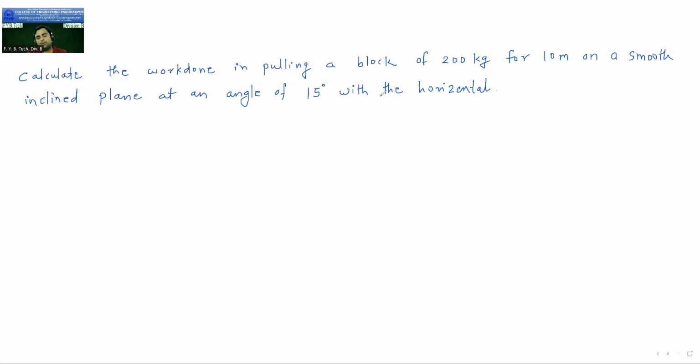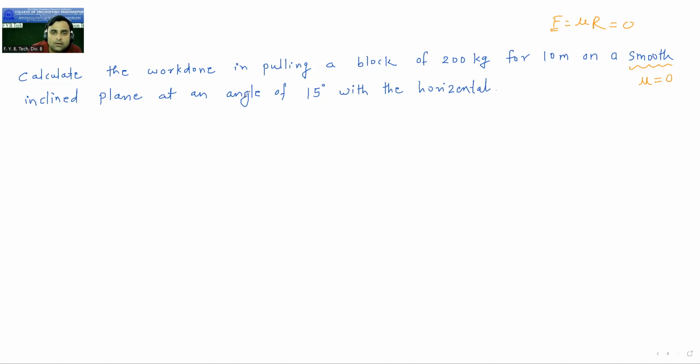So it is a very simple numerical. We want to calculate the work done for a block. Its mass is given, and displacement is also given, 10 meter, on a smooth inclined plane. Smooth plane means what is the value of mu? Mu must be 0, so frictional force is 0. Whenever you come across the word smooth, you should take mu as 0. The formula for frictional force is F is equal to mu into R, so ultimately your frictional force will become 0 when mu is 0.